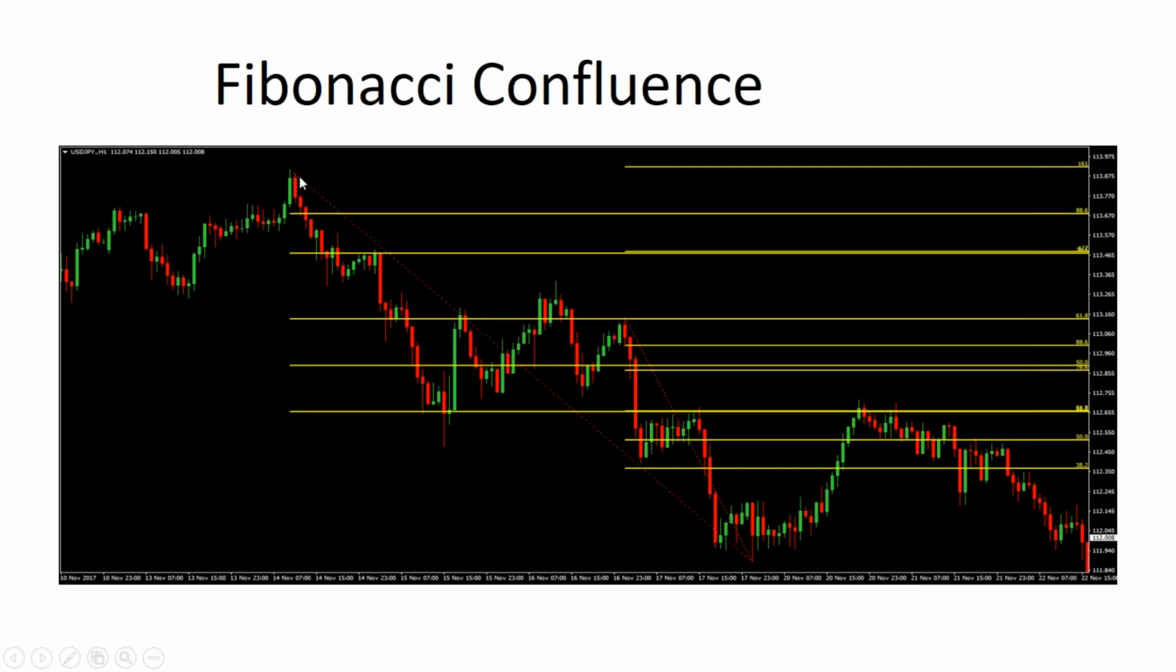Now if we apply our Fibonacci retracement tool to that swing, you can see that the 38.2% retracement of that much larger move lines up really nicely with the 61.8% retracement of that most recent move. So this is an example of identifying confluence between different Fibonacci levels.